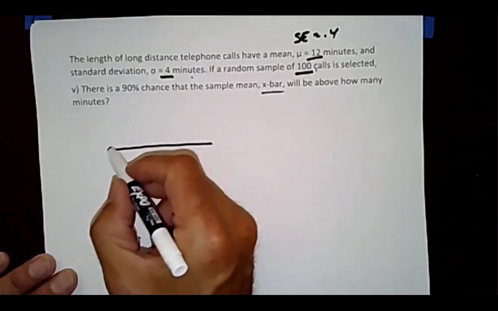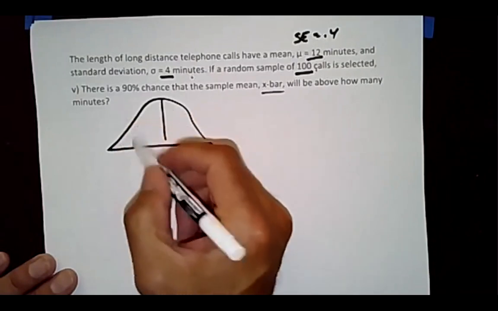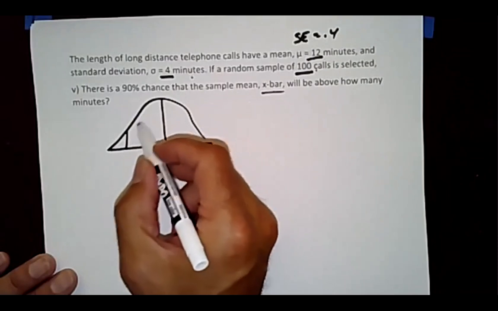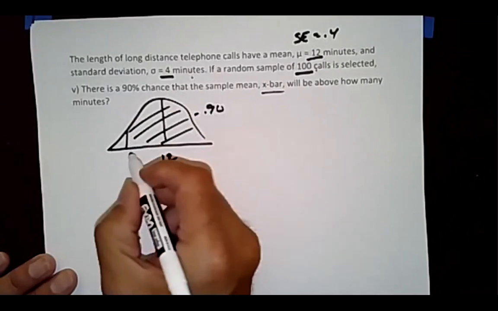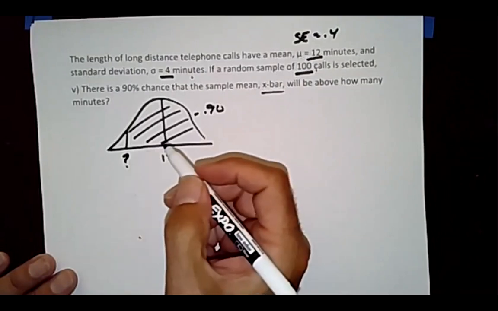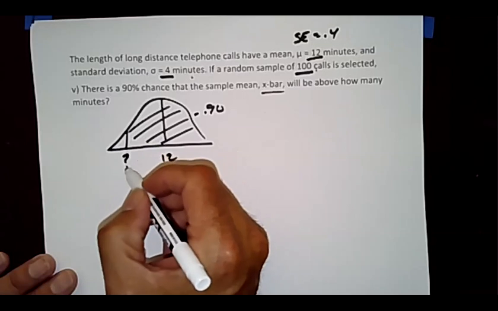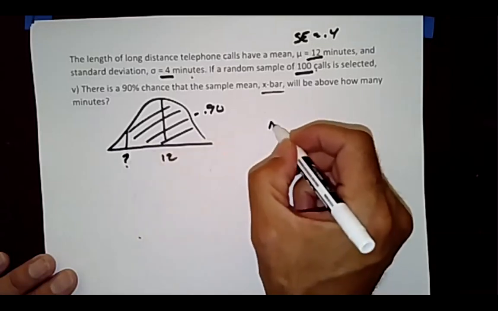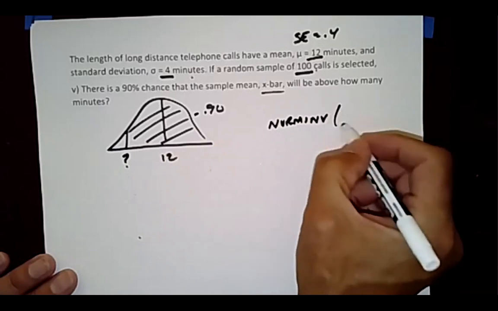So clearly what you have here, here's your mean of 12. We want to know what is the value where all of this equals 90%. So the question mark is on the X line. I told you, if the question mark's on the X line, that means what? It's a norm INV command. Norm INV, okay?